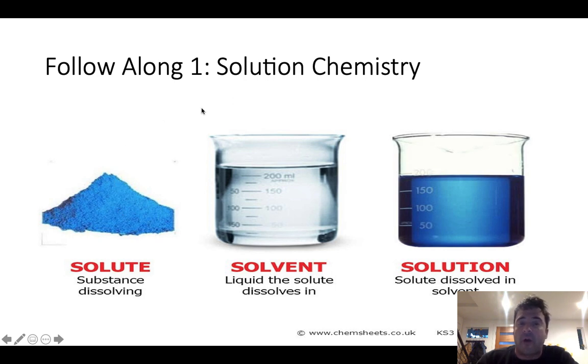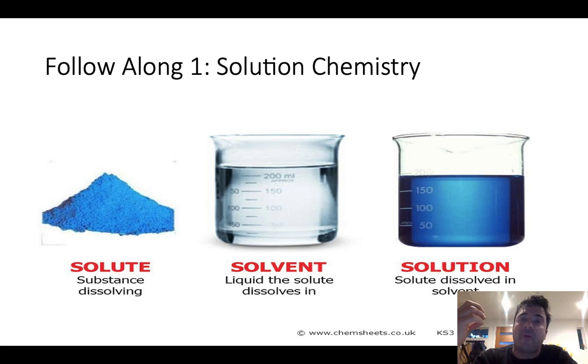We then take this solute, this solid blue powder, and we put it into our solvent. In this case, our solvent is water. We then mix them together, and the combination of the solute plus the solvent makes a solution. When a solution has water as its solvent, we refer to that solution as being an aqueous solution.